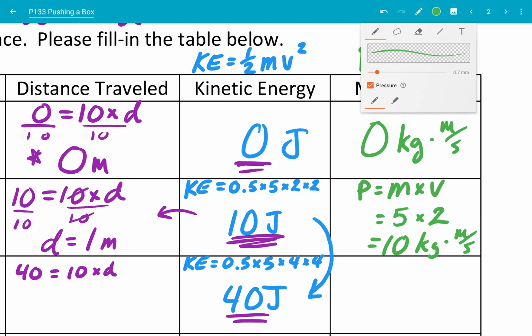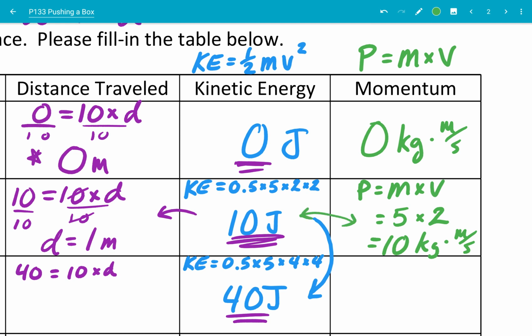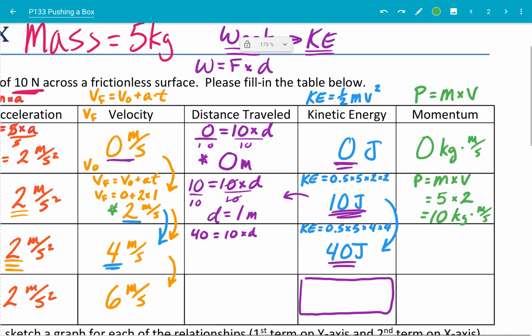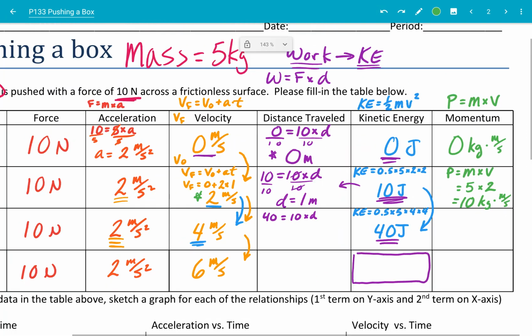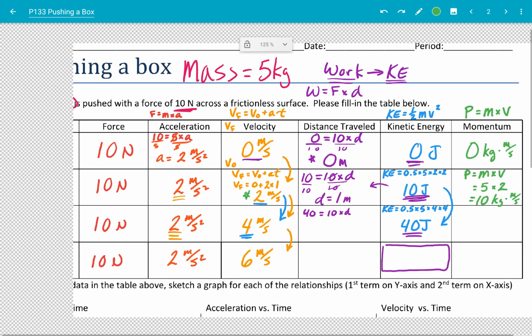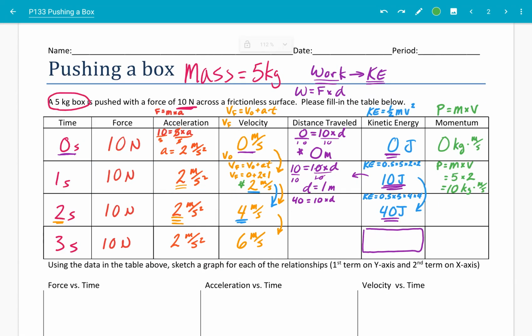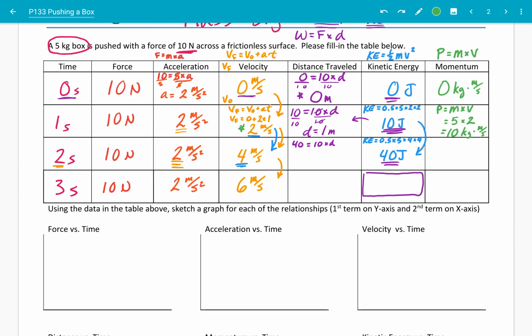These two numbers, this 10 and this 10 being the same, that's just a coincidence. So for the next one, our momentum is not going to be 40. Okay, so momentum and kinetic energy usually won't match. It was just a coincidence they did there. After we have all of this filled in, then we're going to be looking at the relationships of these variables to each other, starting with force and time, acceleration and time, and then velocity and time.